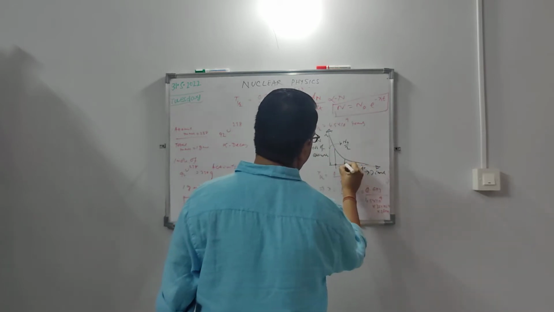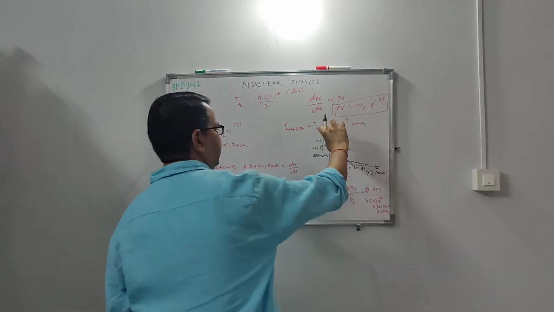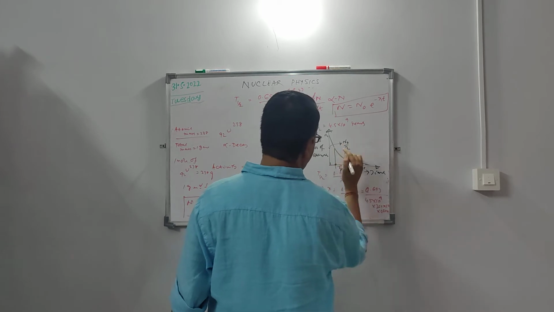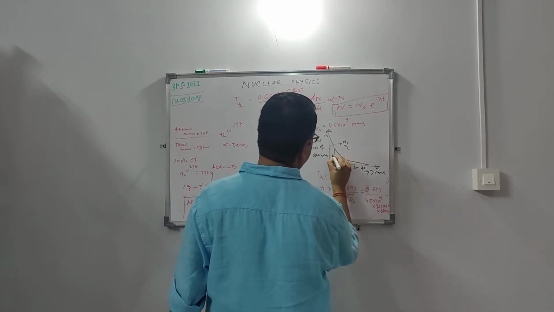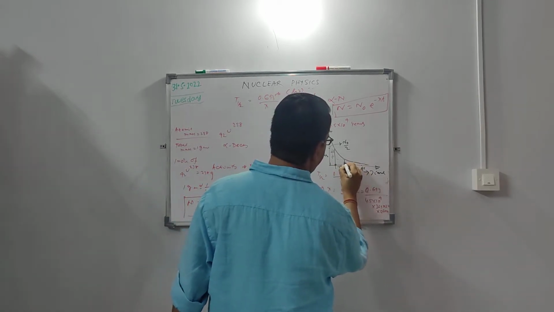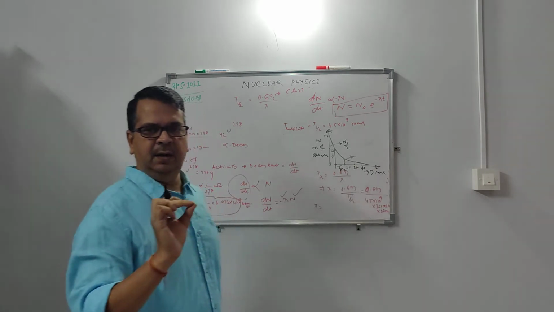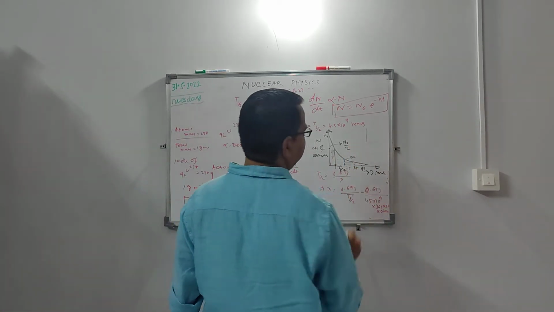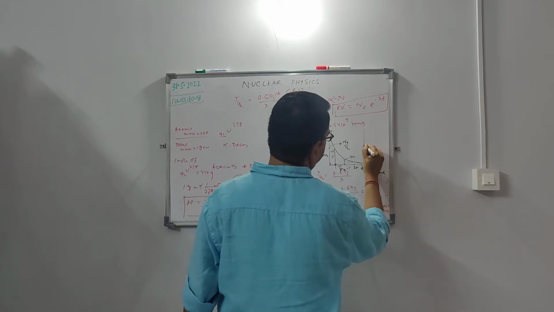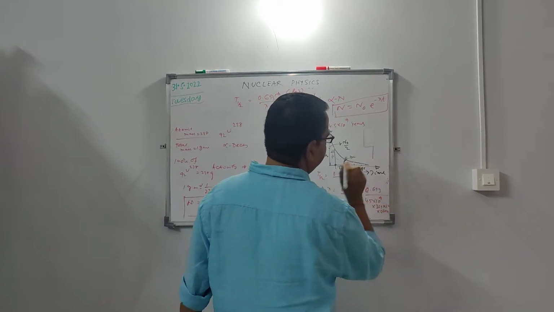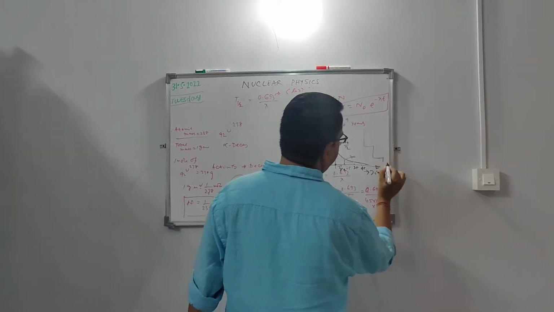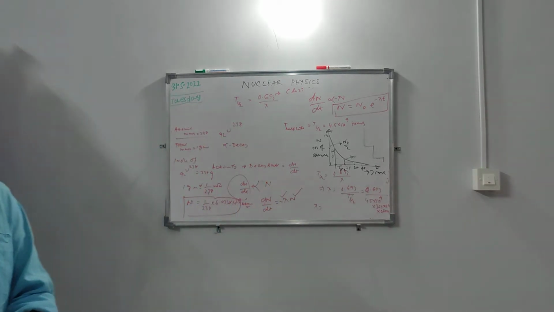You can see the amount of decrement in the first half life is very high, whereas in the second half life the amount of decrement is only this much. In the third half life the amount of decrement is very little. So initially it is decreasing in a huge amount, then it is decreasing like this, then it is still decreasing in a small amount. That is the interpretation of this curve.